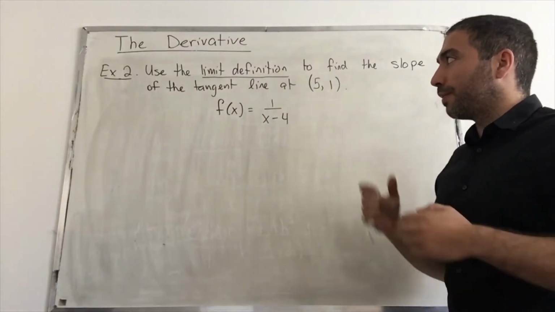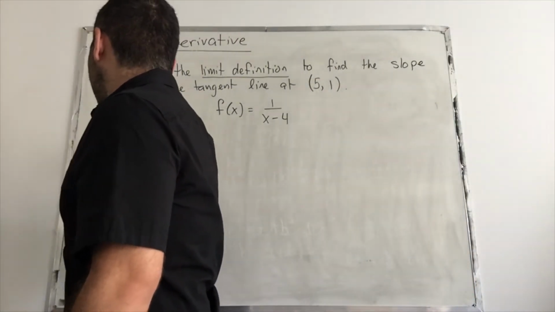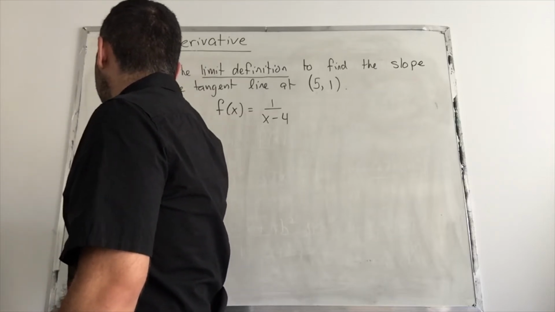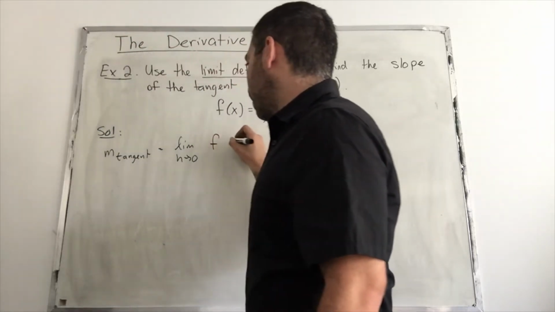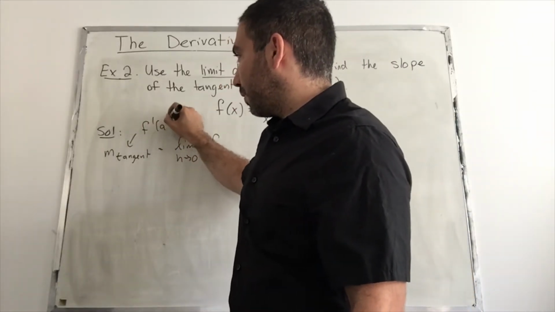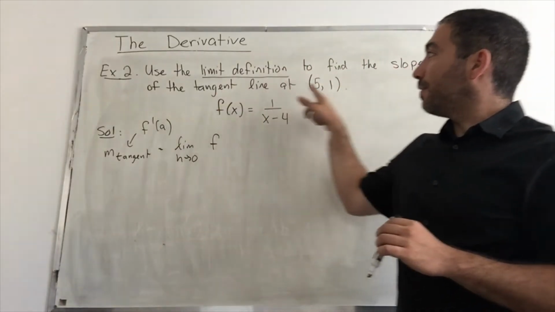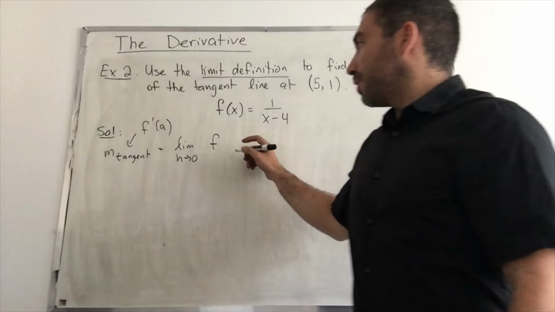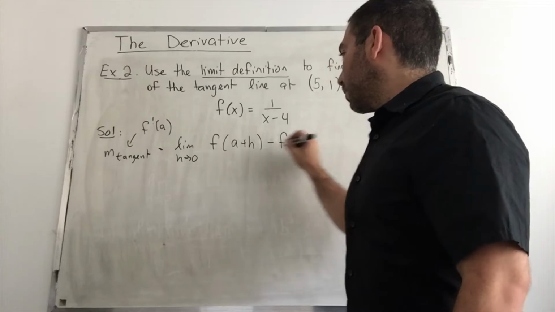Okay, so we have to go to our definition. What's the slope of the tangent? So the slope of the tangent, we'll call it m tangent, is the limit as h tends to 0 of, we could also call this f prime of a. Because we're taking the derivative at a given point, we could bring back the f prime of a. So we're taking the limit as h approaches 0 of f of a plus h minus f of a, all this over h.